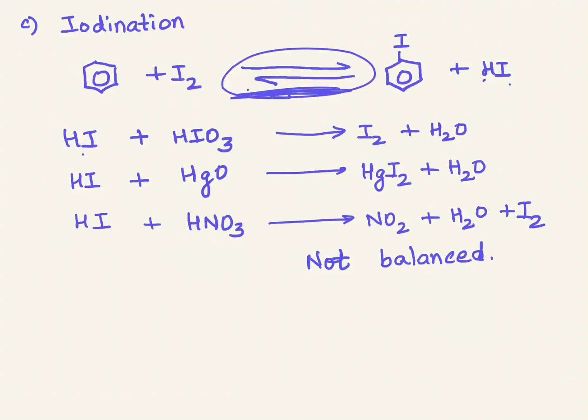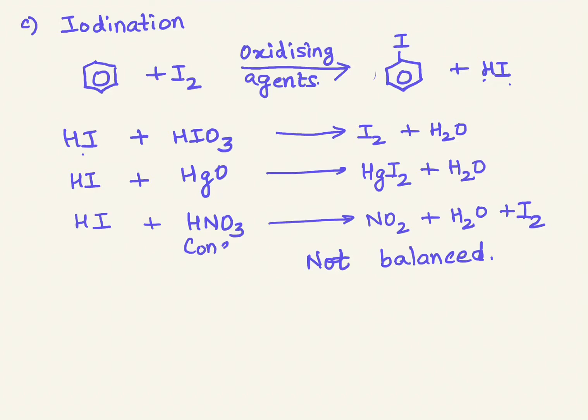So I will show it as a reversible reaction. On the other hand, if I want to show that the reaction proceeds to completion, what I will do is put a single headed arrow, and above the arrow I will mark oxidizing agents, and I can give the examples: iodic acid, mercuric oxide, concentrated HNO3. I hope this makes the point clear. Let's go ahead.